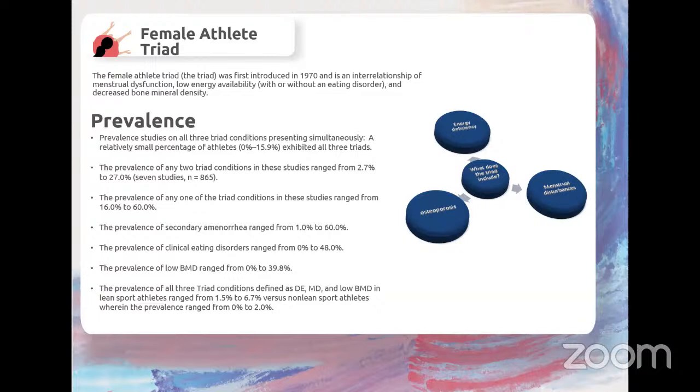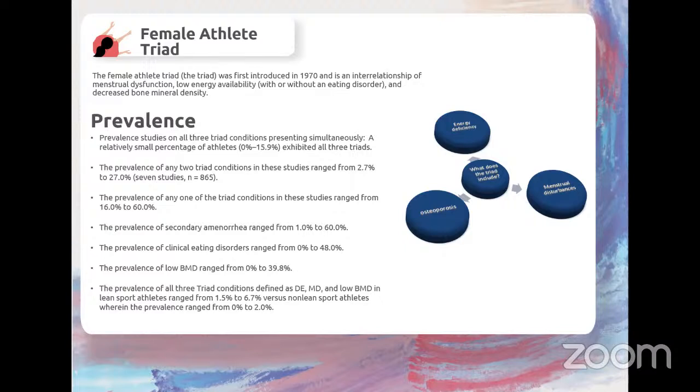Now, why is it important to know this triad, or why is it important to know information about this condition? So let's talk about prevalence. Prevalence tells us, in a particular number, what percentage of athletes are suffering from this. As you can see, at a particular point of time, all the three conditions are present simultaneously. That means the athlete is suffering from energy deficiency, menstrual disturbances, and osteoporosis at the same time. And the percentage of these athletes varies from 0% to 15.9%. So it's not necessarily that everyone will have all the three conditions at the same time. Athletes could be suffering from only two of these conditions.